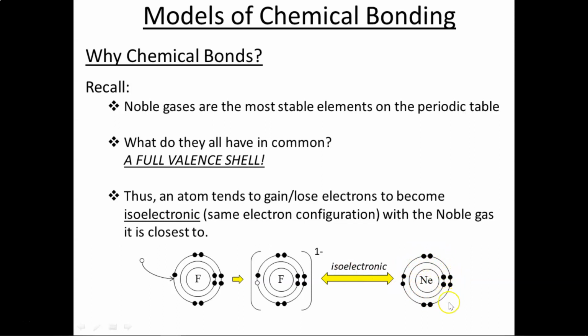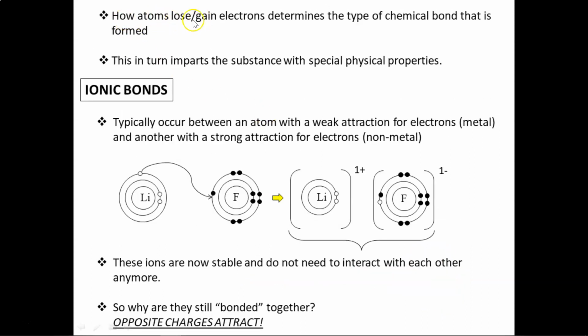Now, how an atom gains or loses electrons determines the type of chemical bond that is going to be formed. This in turn imparts the substance with special physical properties. Throughout the unit, I will be using the phrase form follows function, meaning the form, the structure of the molecule will determine its chemical properties, its physical properties, its function.